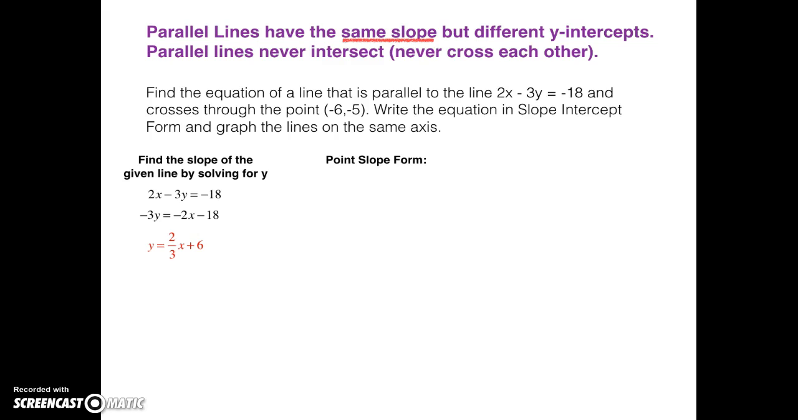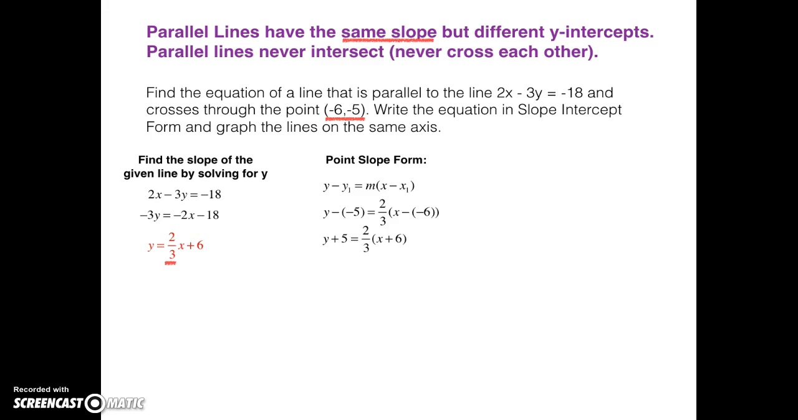We're going to start with point-slope form first because we have a point and a slope. The slope comes from the line that we just solved for y because the slopes stay the same, and we use the point negative 6, negative 5. When we plug those two into our equation, we get y plus 5 equals 2 over 3, x plus 6.